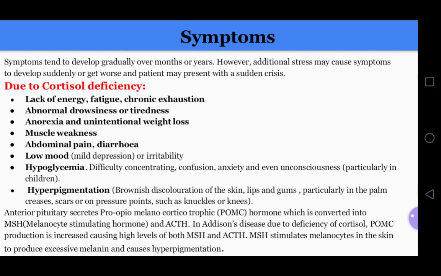The anterior pituitary secretes proopiomelanocortin, which is converted into melanocyte stimulating hormone and ACTH. In Addison's disease, due to deficiency of cortisol, proopiomelanocortin is increased, causing high levels of both melanocyte stimulating hormone and ACTH. This MSH, or melanocyte stimulating hormone, stimulates melanocytes in the skin to produce excessive melanin and causes hyperpigmentation.